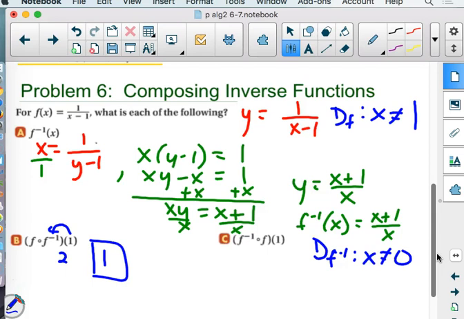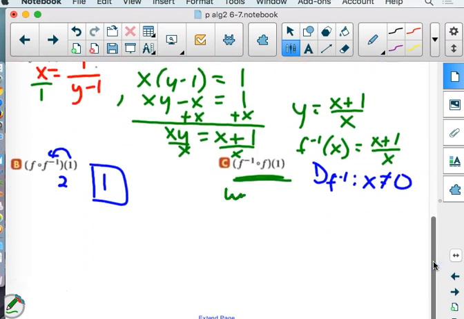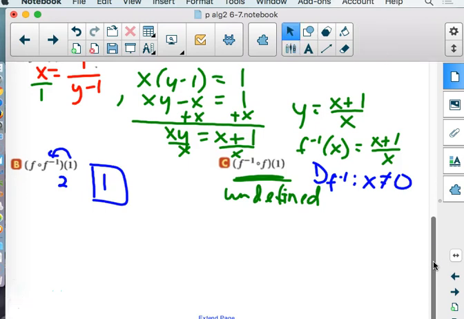Cool. So let's try this one. Which one am I putting this into first this time? This one has to go into f. Can you put 1 into f? No, we're done. We have to say this is undefined. You can't do it. Remember, 1 was the one number we could not put into f because it would have us dividing by 0. So we can't do that. So when we're thinking about the domain for composition, we have to remember, hey, this is a number that can go in here, this is a number that can't go in here.